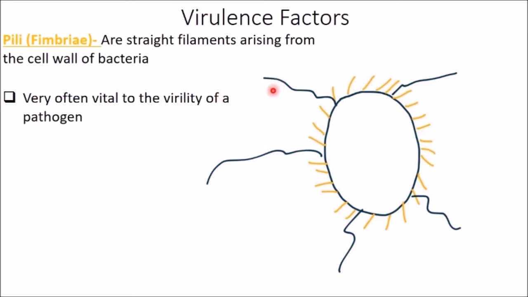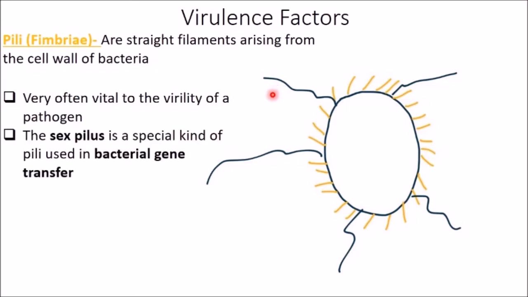So let me give you some examples. Many pili serve as adherence factors. For example, Neisseria gonorrhoeae has pili that allow it to bind to the cervical and buccal cells and cause gonorrhea. So that's one example. And then the sex pilus, right?